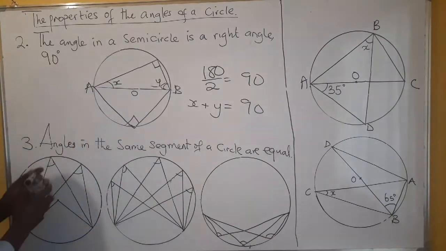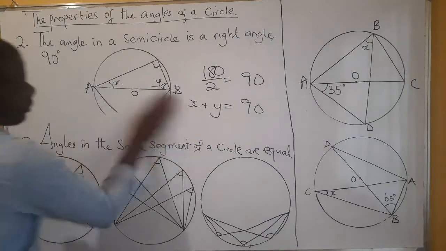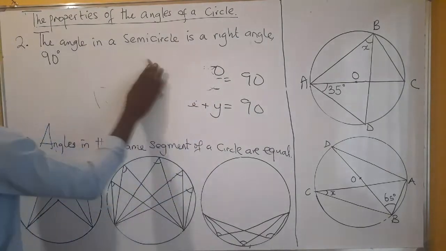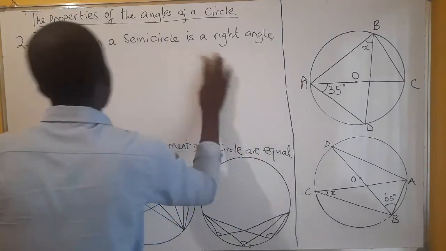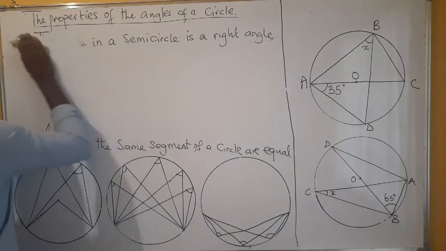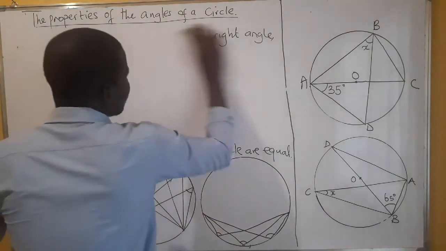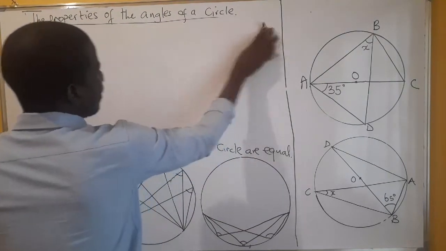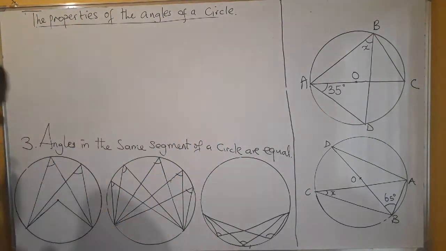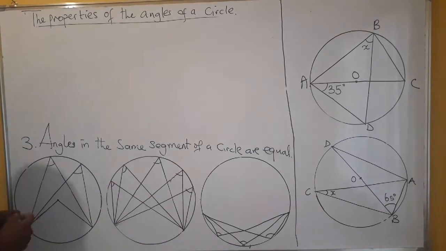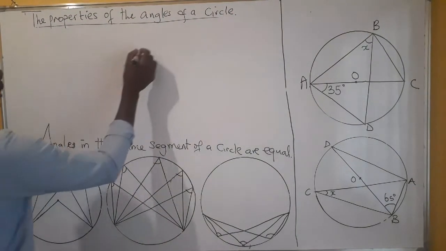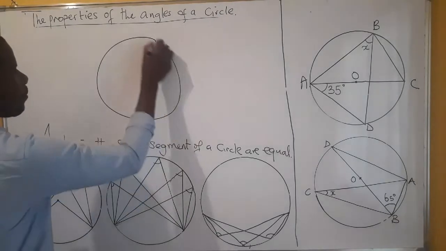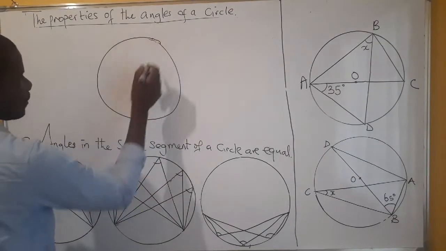This is the second property or theorem. The angle in a semicircle is 90 degrees. The angle in the semicircle is what? 90 degrees. I want you to understand that. And then, if you remember, even this same concept is coming from the first concept that we looked at.